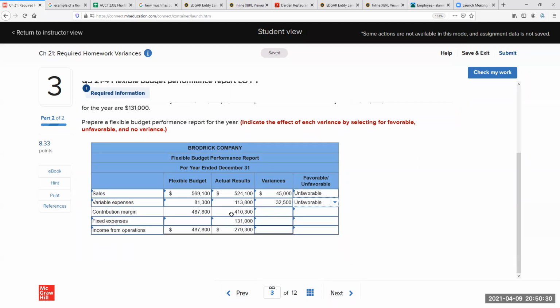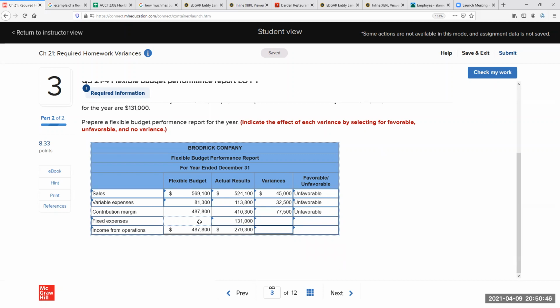Now your contribution margin is actually 487,800 and it's 410,300. So there again, it's 77,500 unfavorable. It's less than it should have been.